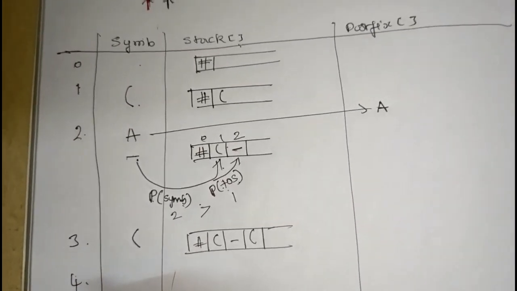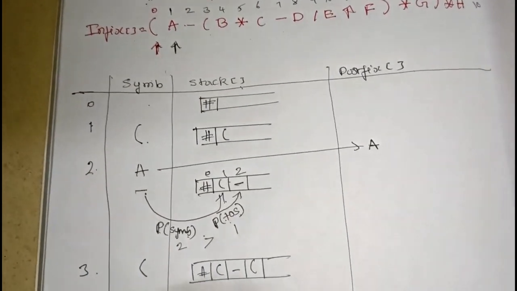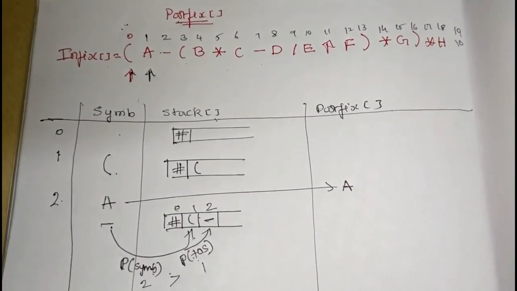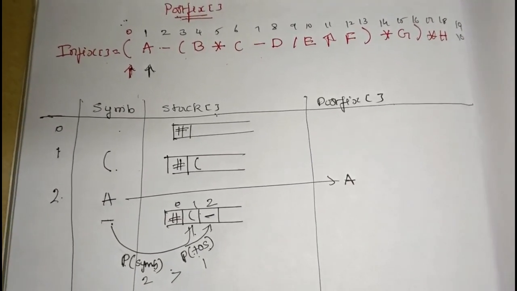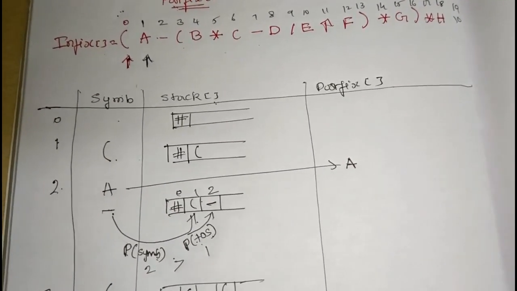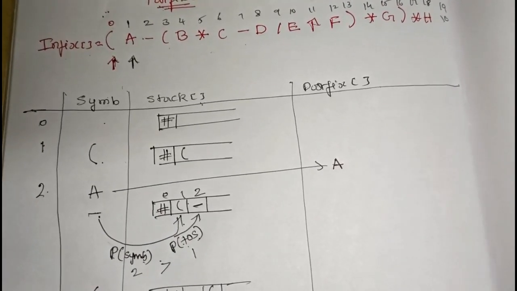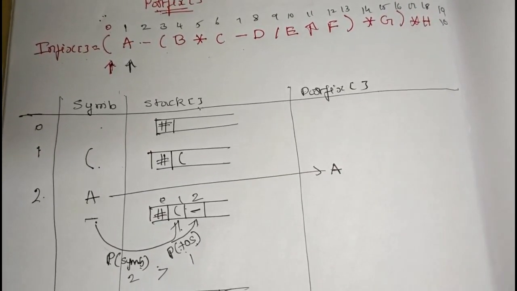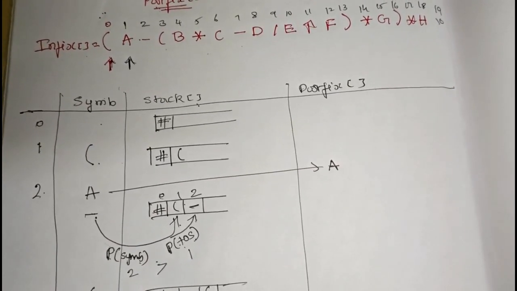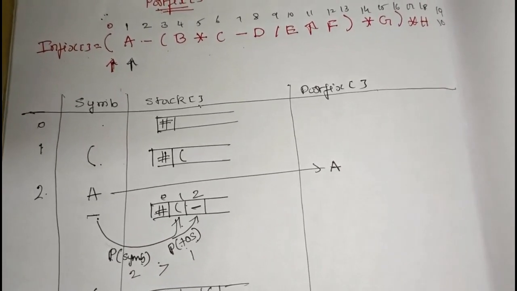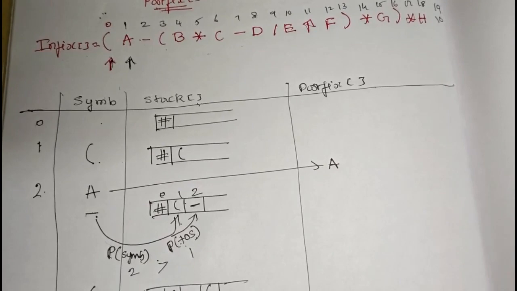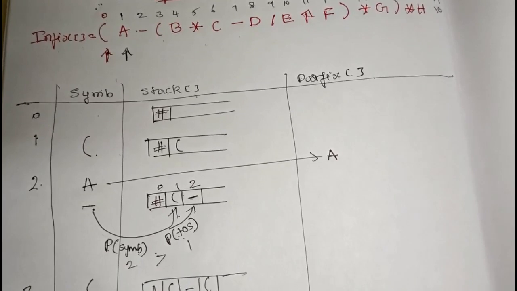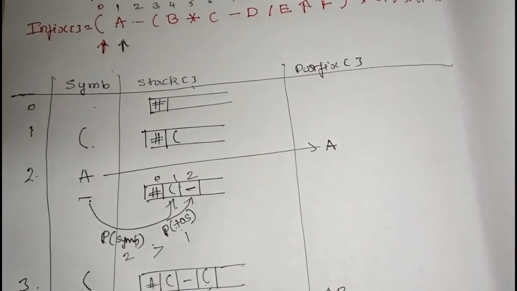Next, fourth, we have B. B is directly stored in postfix. Fifth, star. Star is compared with the top of the stack. What do we have on top of the stack? We have an open parenthesis. The precedence of star is 3 and the precedence of the top of the stack is 1. So definitely it is greater, and we directly push it into the stack.